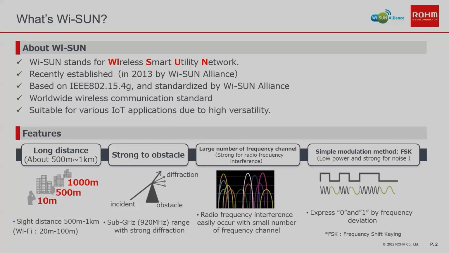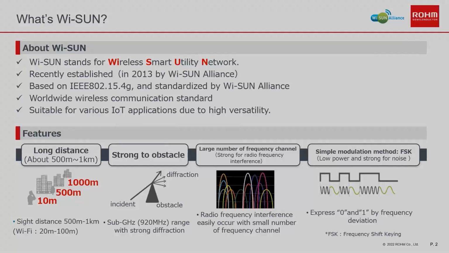WISON is an acronym for Wireless Smart Utility Network. WISON was recently established by WISON Alliance in 2013. It is based on IEEE 802.15.4G, which is a wireless standard specification for smart utility networks. WISON is suitable for worldwide implementations and it is good for an extensive range of applications.